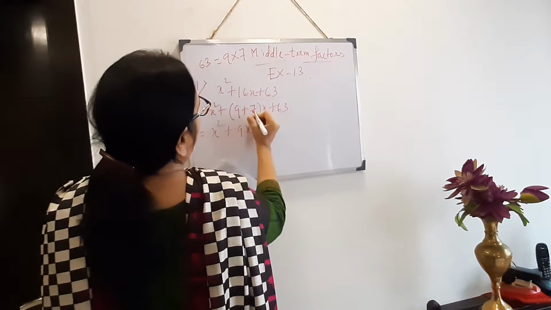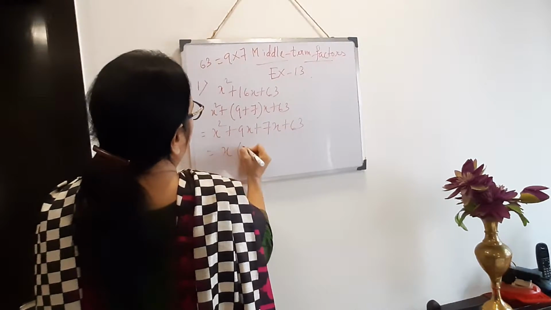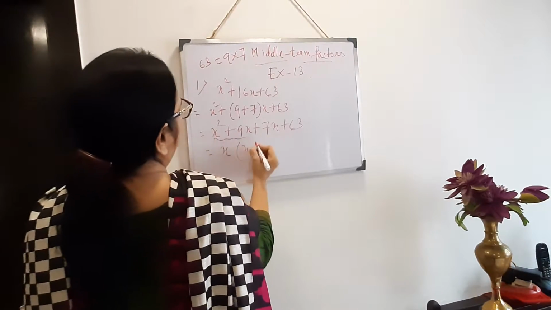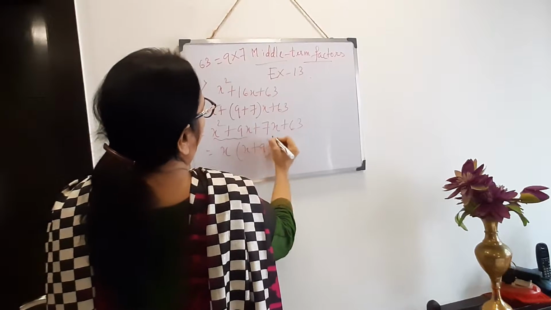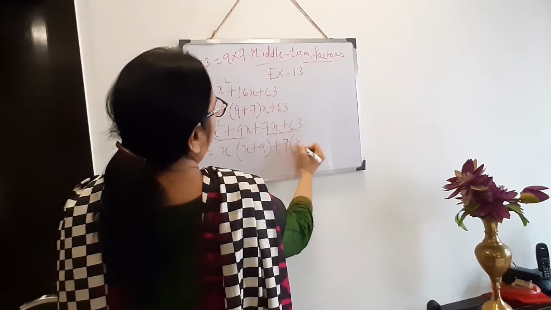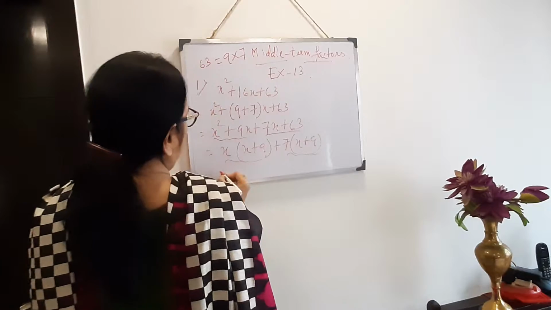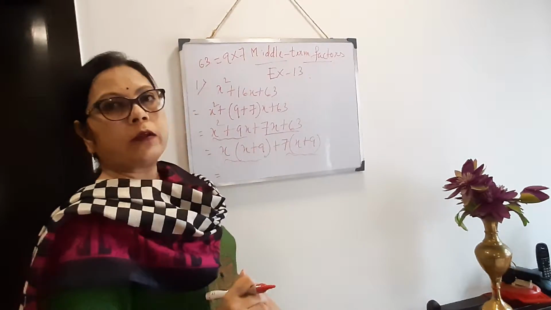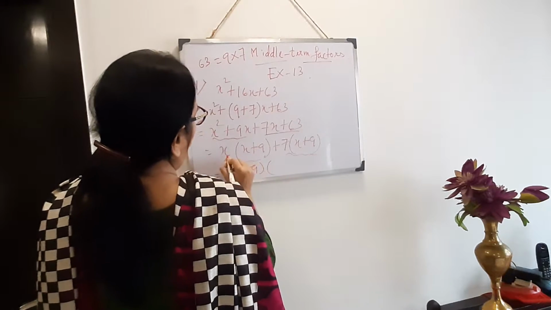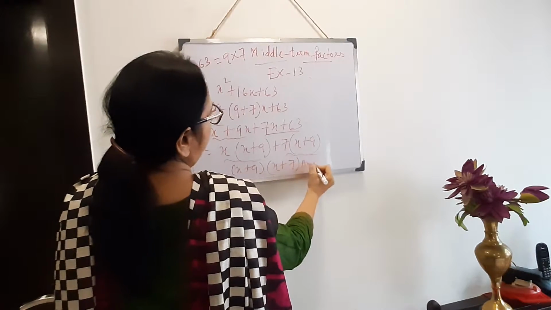9 into x, 9x plus 7 into x, 7x. Clear? Then we will take common x here. So from these two terms we will take x common. So what is there? x plus 9. And from here I will take what is common? 7. Maximum what you can take common, you will take common. Now you are getting this term and this term. So from these two terms, what is common? You are saying here x plus 9 is common. So x plus 9, and what is left here? x, and here plus 7. This is the answer. Clear?